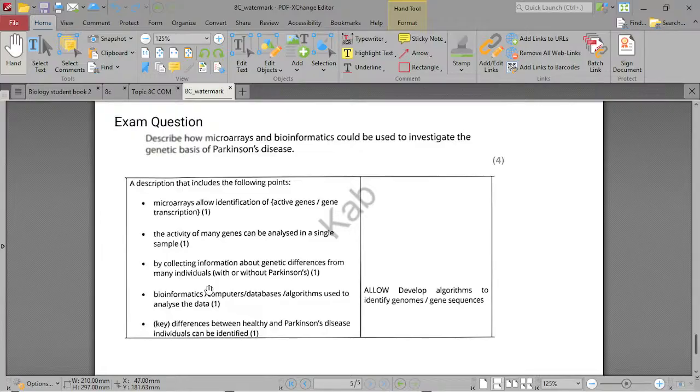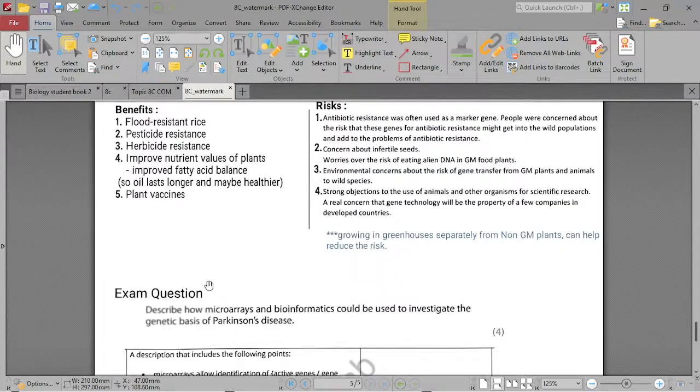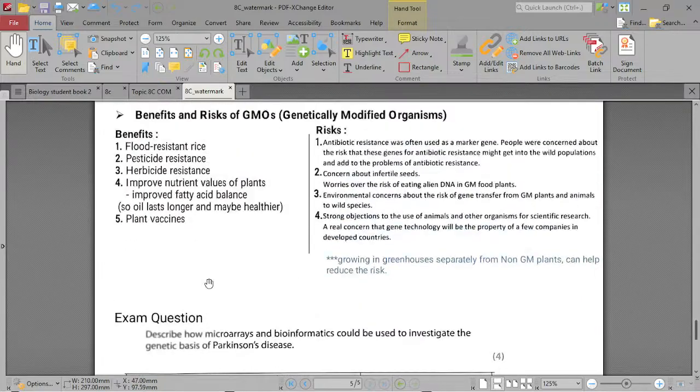Describe how microarrays of bioinformatics could be used. Mm, yeah, it's the exact same thing.